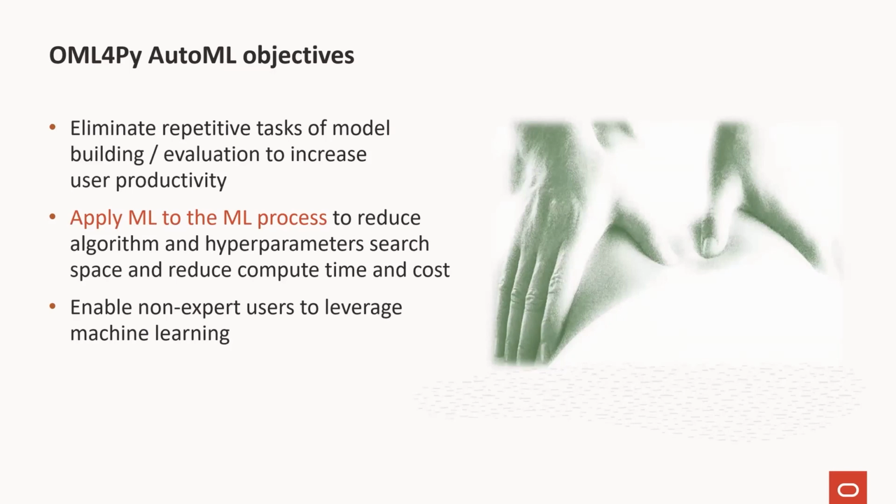Our objectives for OML for Py AutoML are to eliminate repetitive tasks such as model building and evaluation through automation, with the goal to increase user productivity, both for expert data scientists and non-experts. AutoML applies machine learning to the machine learning process itself, using what we call meta-learning, to automatically zero in on the right algorithm, features, and algorithm settings necessary to build high-quality models without resorting to exhaustive search. Such automation helps to make machine learning more accessible to a broader audience, while reducing the compute time and cost required to get to the desired result.